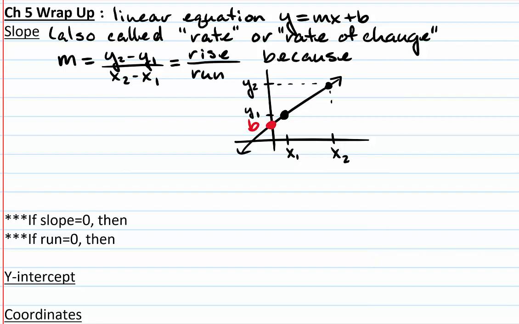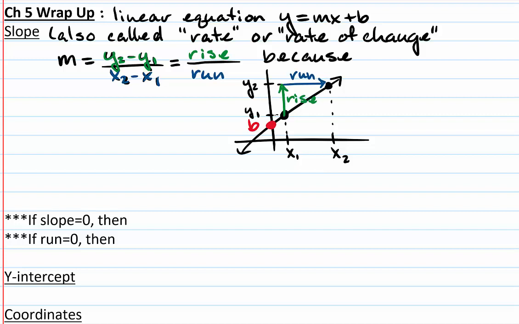If we have these points on our linear graph, the rise is this. It's how much you go up. That's why it's y2 minus y1. It's the difference in the y values. And the run is how much you go left to right. So that's why it's x2 minus x1. It's the difference in the x values. So that's one way you can visualize slope as rise over run.